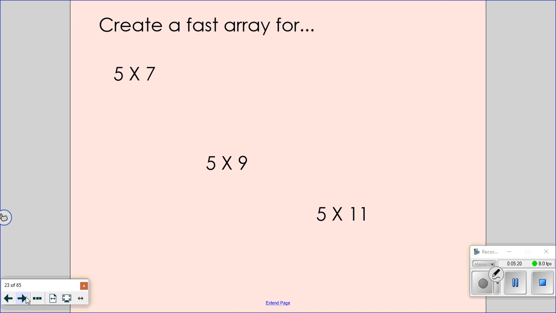All right, let's try another one. This time, I want you to create a fast array for 5 times 7. Go ahead and write that equation, 5 times 7, and then draw it in your notebook. When you finish 5 times 7, you can try the other 2. Once you've got those fast arrays drawn, use that skip count that we just did to see if you can figure out the product or the total. Not all the dots are there, so you're going to have to use that skip count.